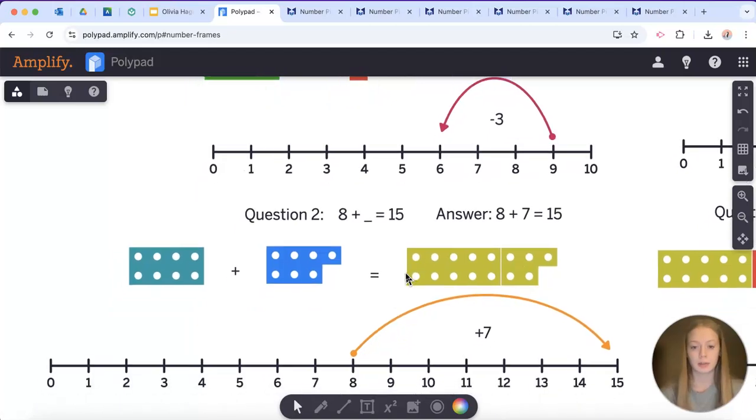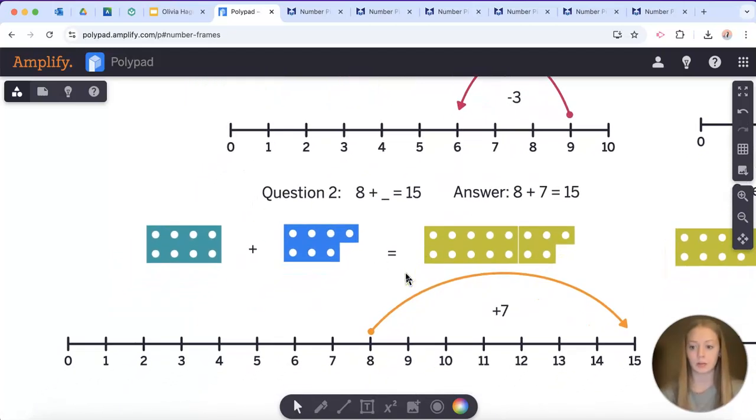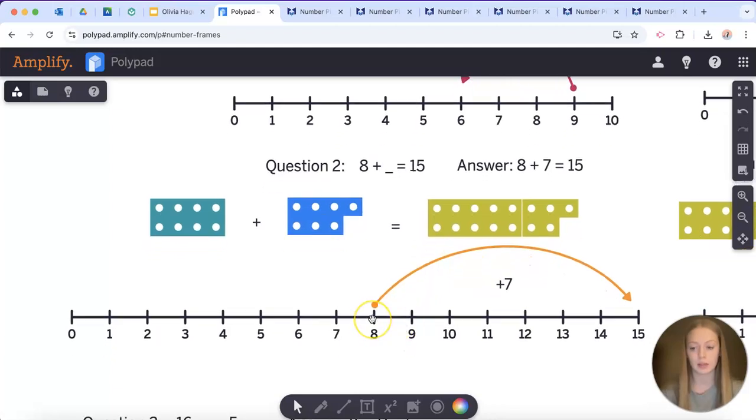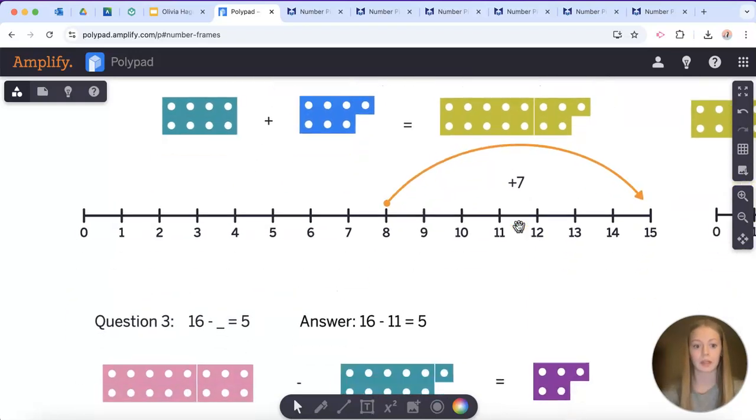Then I'm just going to go on to number 2. 8 plus what equals 15? I included an 8 frame block here, plus I got 7, because again, I used my number line. You're at 8, and then to get to 15, you add 7. So then add 7, you get your 15 as that block right there.